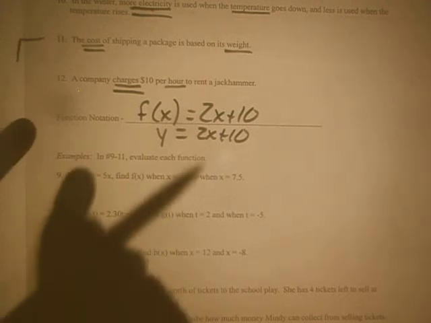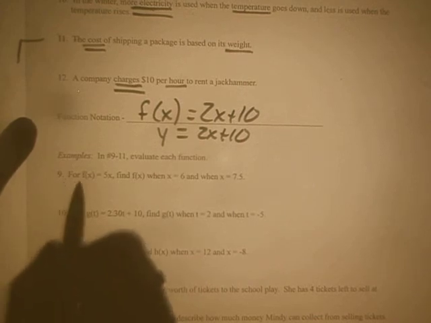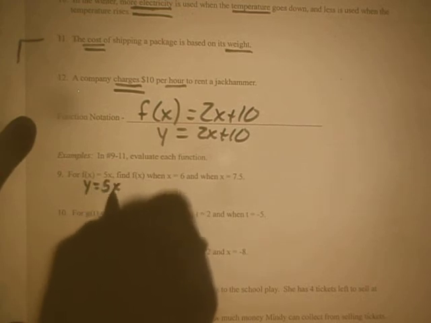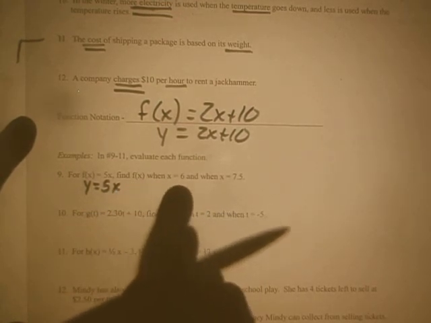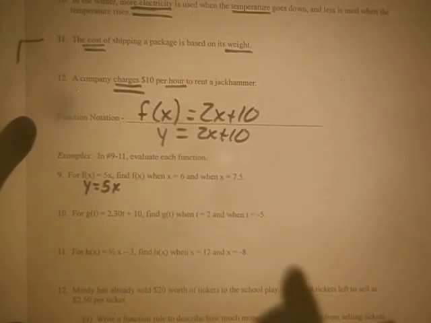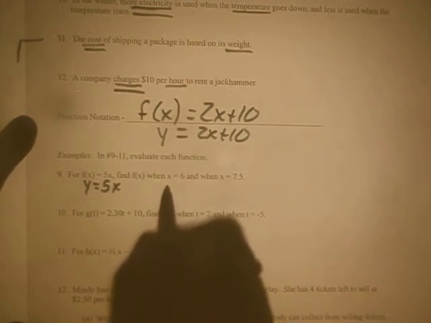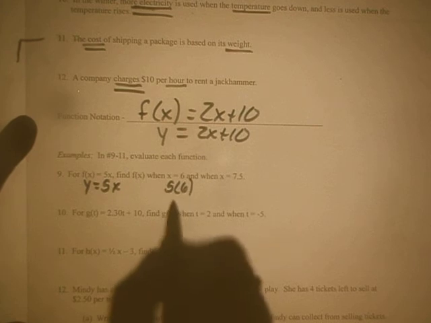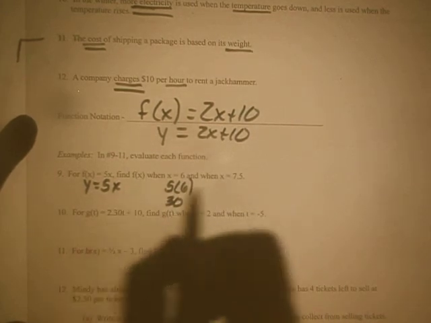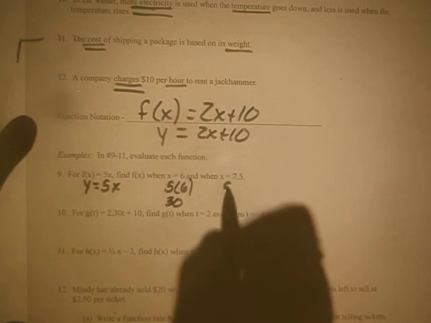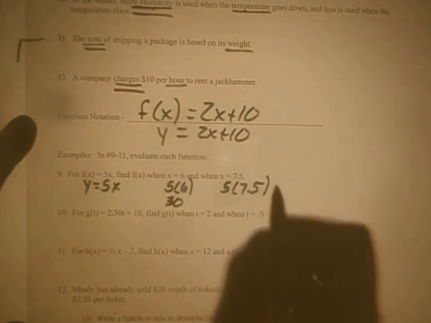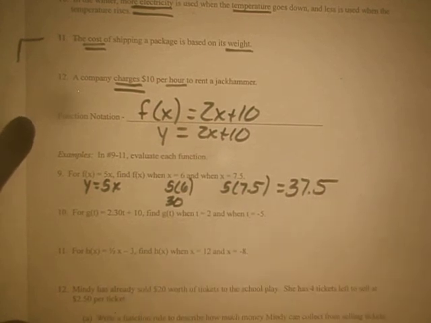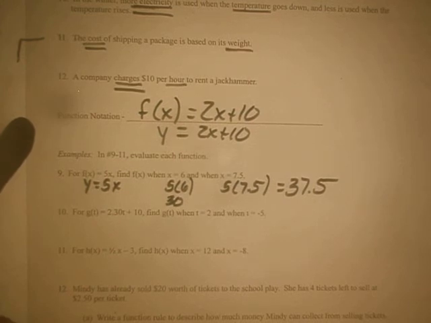So 9, 10, and 11 use this notation. For f(x) = 5x, so this is just like writing y = 5x, find f(x) when x equals 6 and x equals 7.5. So we need to do 5 times 6. We just put the number in there for the x, which is 30. And then take this number, put it in there for the x. And 5 times 7.5 is 37.5. Exact same thing you've always done. Just put that number in for x and come up with a value.